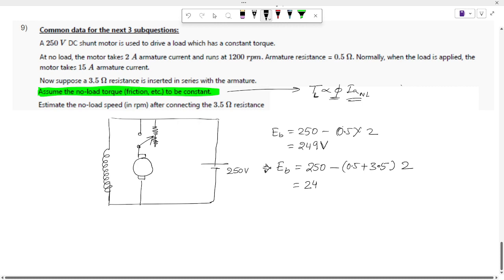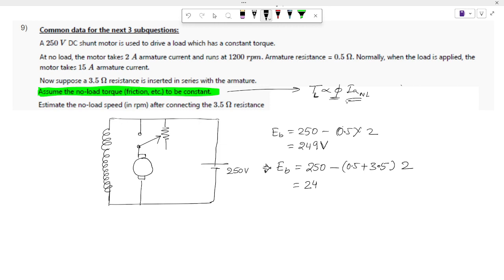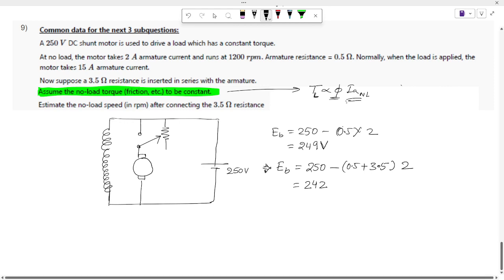Let's say we are inserting resistance this way. We are not playing with the shunt field, so flux is constant. If flux is constant, the current will be constant because the no load torque is constant. Fine, understood? Yes, sir. 4 to the 8, this way.